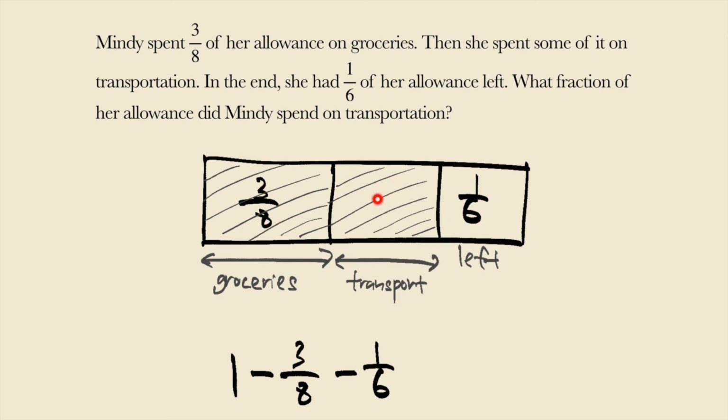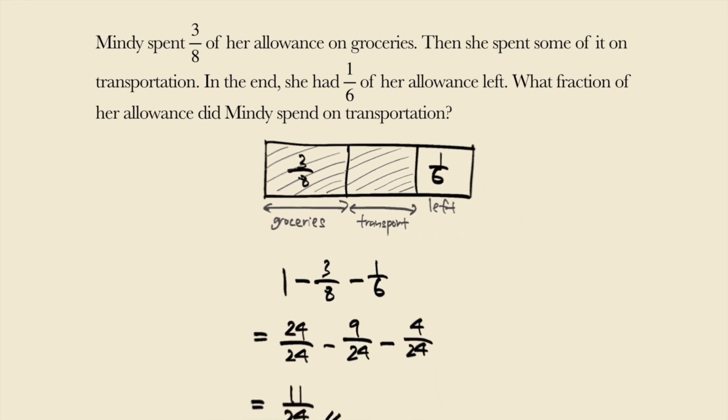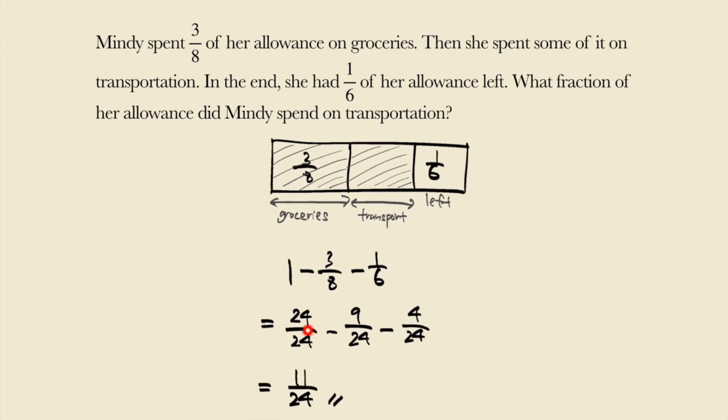What amount was spent on transport? So basically take 1 whole minus this, right? 1 whole minus this, then obtain this. Okay, so because in subtraction we have to make the denominators the same, you will get 11/24.